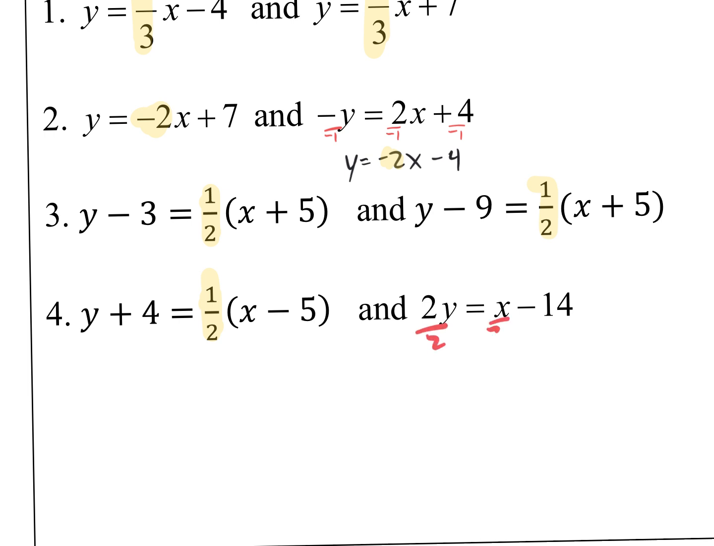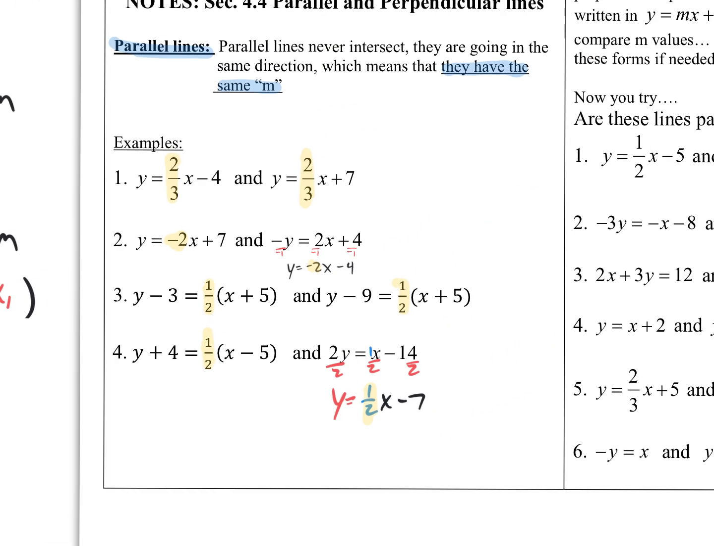So divide by 2, divide by 2, divide by 2. Y equals, there's an invisible 1 in front of the x, so y equals 1/2 x minus 7. Now you could see the slope on the second equation. The slope is 1/2, just like this one is. So that means that they're parallel. So all of these were examples of parallel lines, okay?